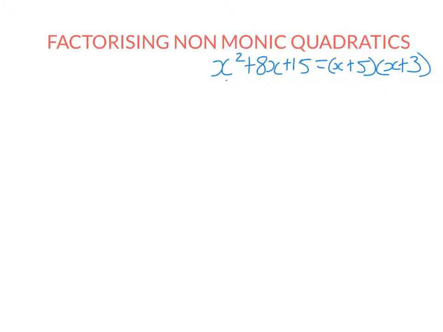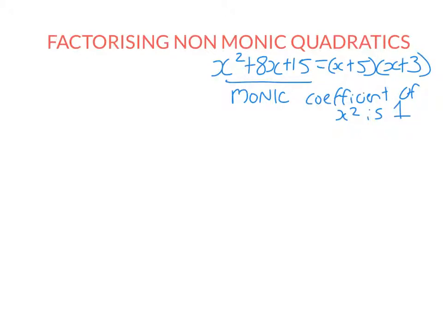So this quadratic here, we refer to as monic because the coefficient, which means, of course, number in front of, the coefficient of x squared is 1. If there's no coefficient written, we assume it's 1, okay? So, unfortunately, the techniques I've shown you thus far only work for monic quadratics. We're going to look at non-monic quadratics.